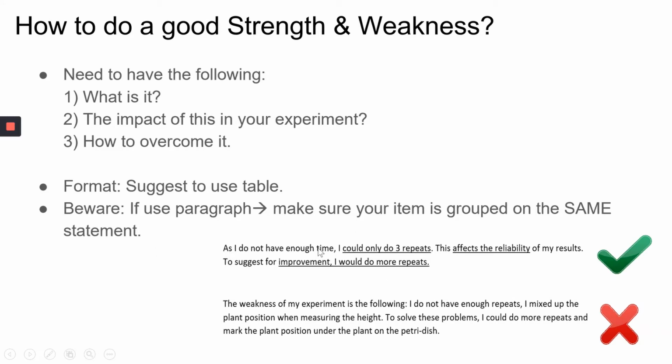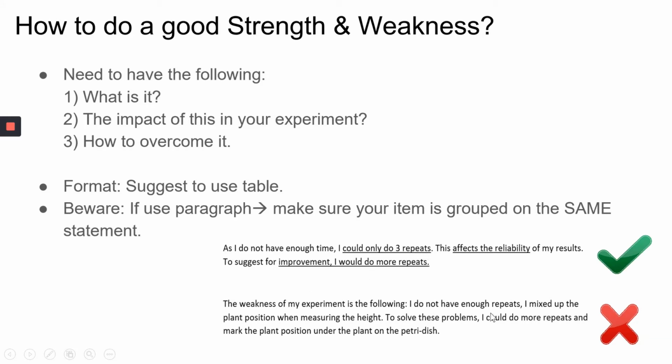Now, one thing I want to mention, that not enough time is not credit. Here they mentioned that they can only do 3 repeats, and it's not very clear as to what is the problem. 3 repeats means that there's not enough data, not enough repeats. So in order to improve this statement even better, it should mention that there's not enough repeats, and then the impact is that it affects the reliability. So how you overcome it is by doing more repeats. So be a bit more straightforward, be a bit more direct.